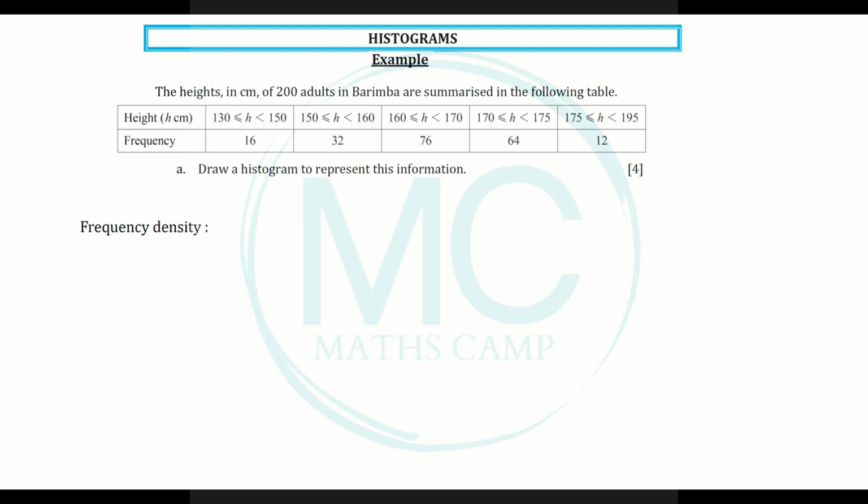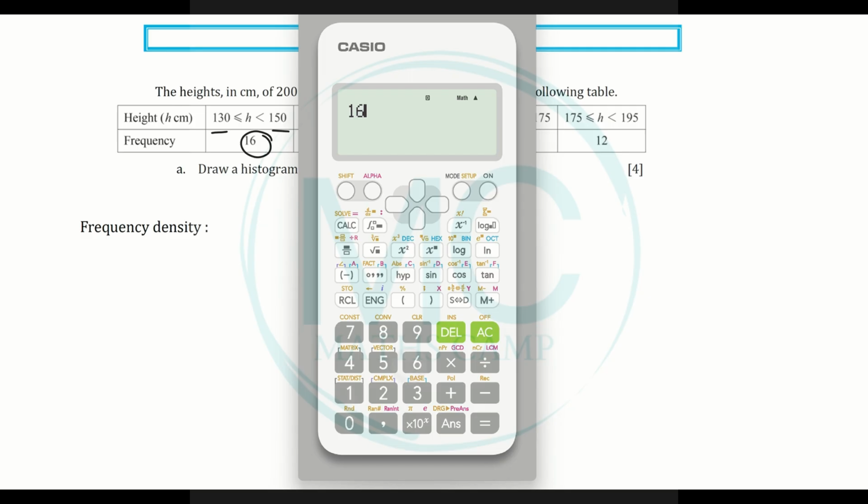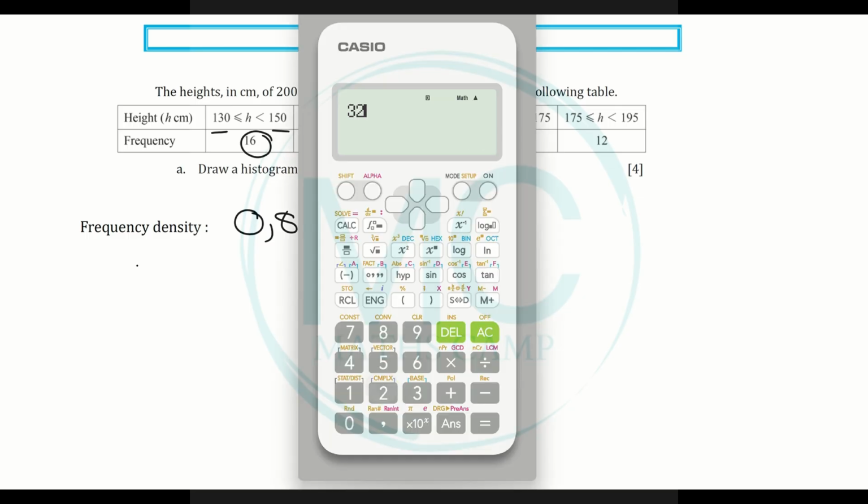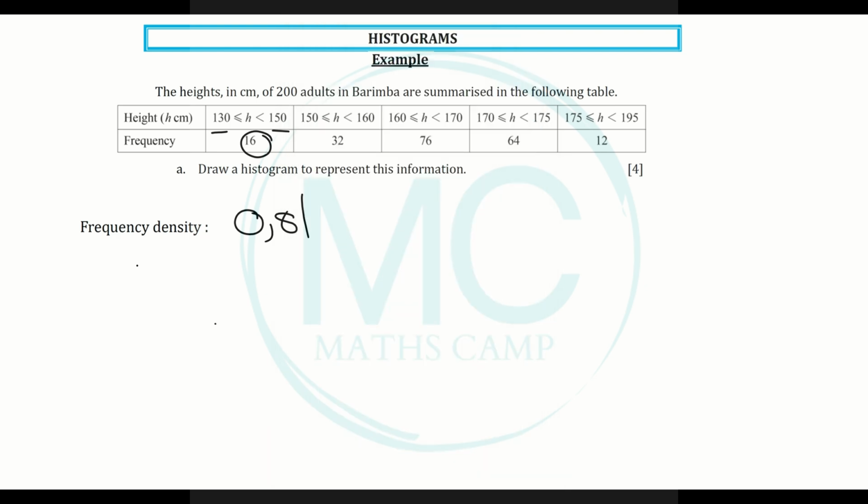For the first column, we have a frequency of 16. 130 to 150 gives us a length of 20. Take your calculator. 16 divided by 20 is equal to 0.8. This is the frequency density for our first bar. Then we have 150 to 160. That's 10 units. So I can say the frequency of 32 divided by 10 is equal to 3.2. Let's put this in here.